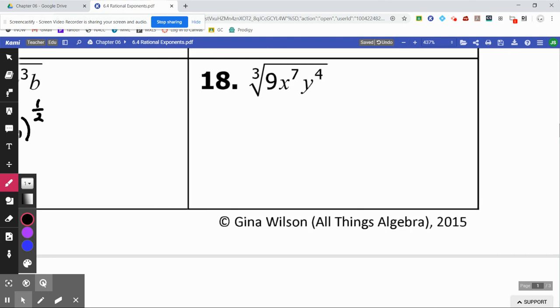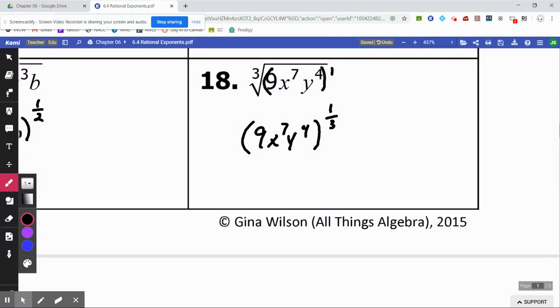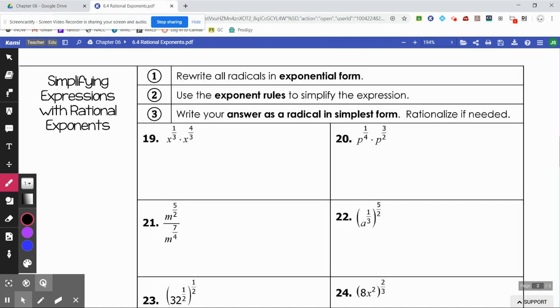And then finally on number 18, 9, x to the 7th, y to the 4th. We're taking the third root. So that's going to be a third root, and then we're raising it to the first power. This whole thing is to a first power. There's not an extra exponent out here. Now you could divide them up individually, but for now we're going to leave it like this. Now we're going to talk about rules of exponents, and we're going to apply those rules of exponents to this as well.